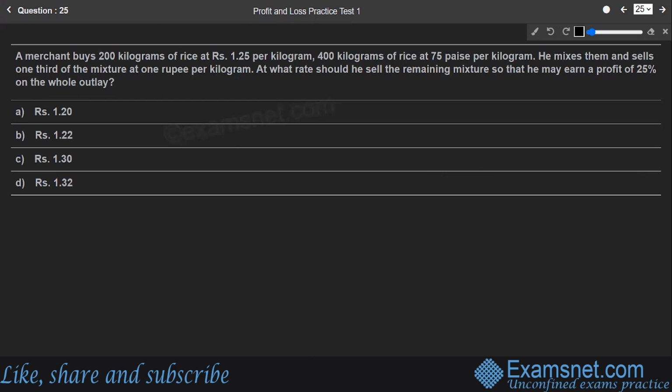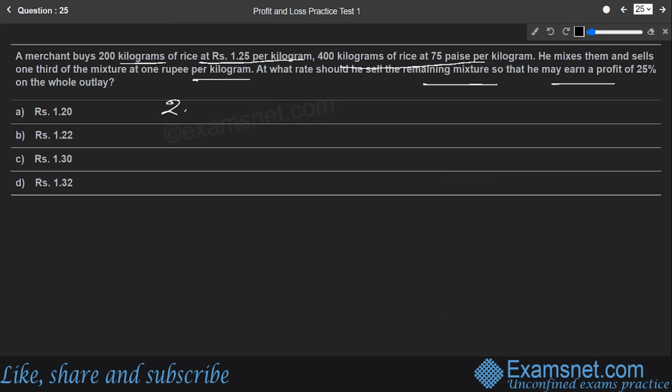Now, then they say a merchant buys 200 kilogram of rice at rupees 1.25 per kg, 400 kilogram of rice at 75 paise per kg. He mixes them and sells one third of the mixture at 1 rupee per kg. At what rate should he sell the remaining mixture so that he may earn a profit of 25% on the whole outlay? Okay, so there are two types of rice being mixed.